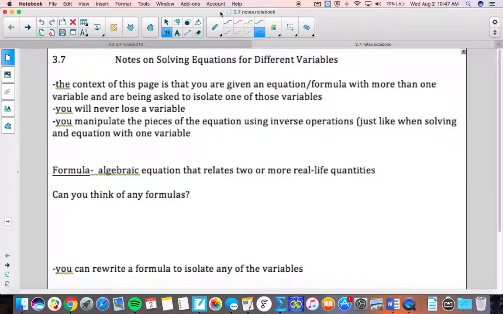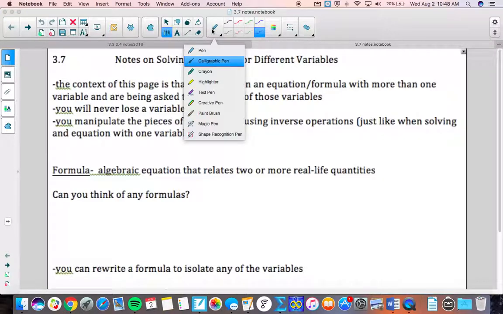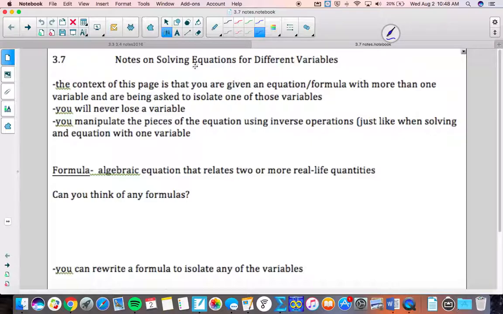We're going to take some notes on solving equations for different variables. Now we can solve for x, but our answer is not going to be a number. It's not going to be x equals 5. It's going to be x equals some other relationships with other variables, because we're going to see more than one unique variable letter in these equations.